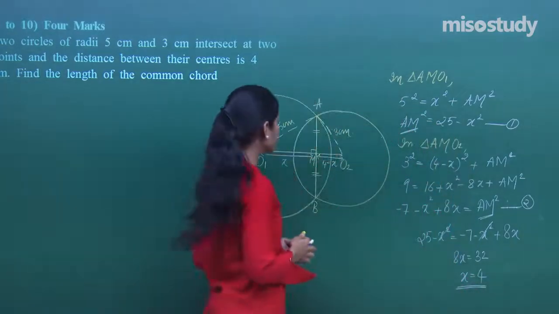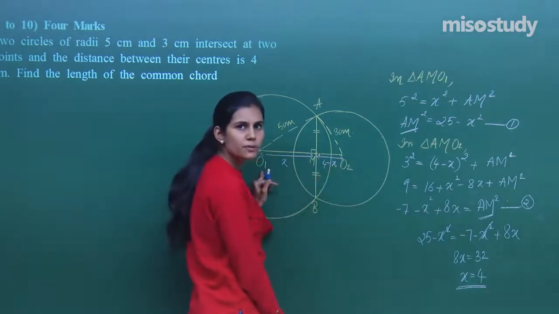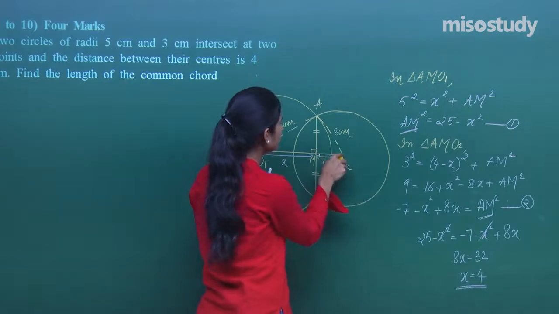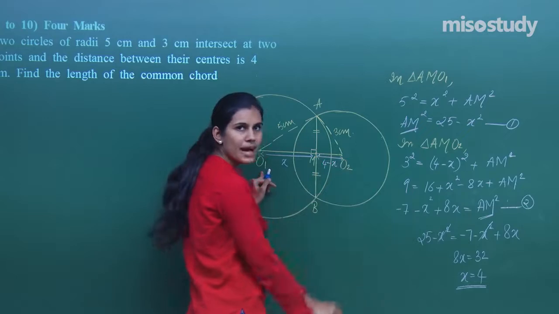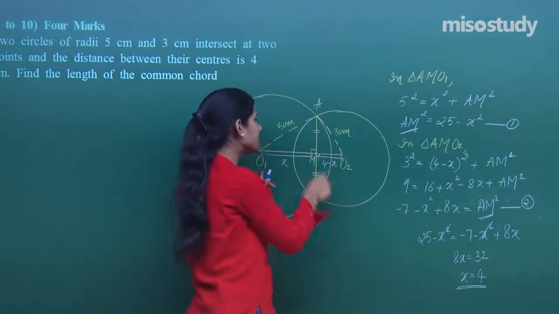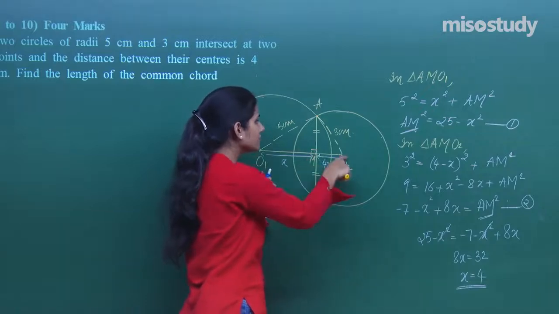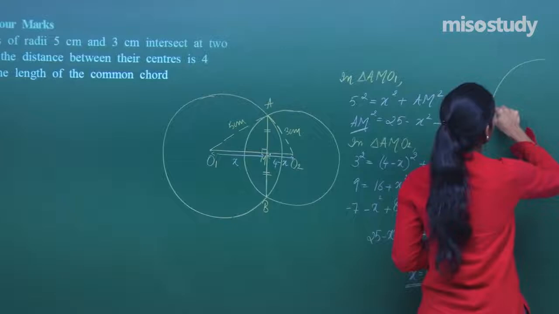Now try to understand the situation. x is coming out to be 4. So 4 minus x will be 4 minus 4, which is 0. That means there is no distance between M and O2. That means O2 is same as M. That means this common chord is actually passing through the center of the second circle. So I have the actual situation like this.